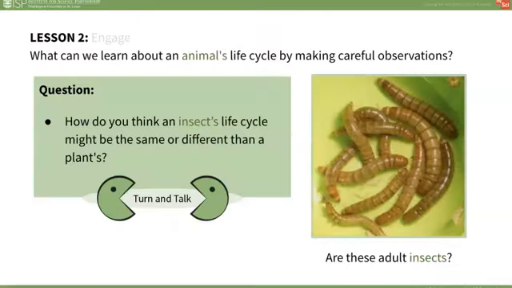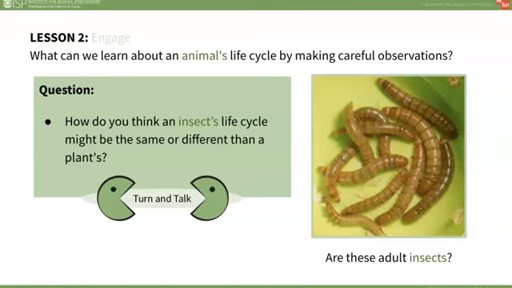To begin, tell the class, in our last lesson we learned all about a plant's life cycle, and animals have a life cycle too. One type of animal is an insect. How do you think an insect's life cycle might be the same or different than a plant's? Allow students to turn and talk. Take a few student responses.